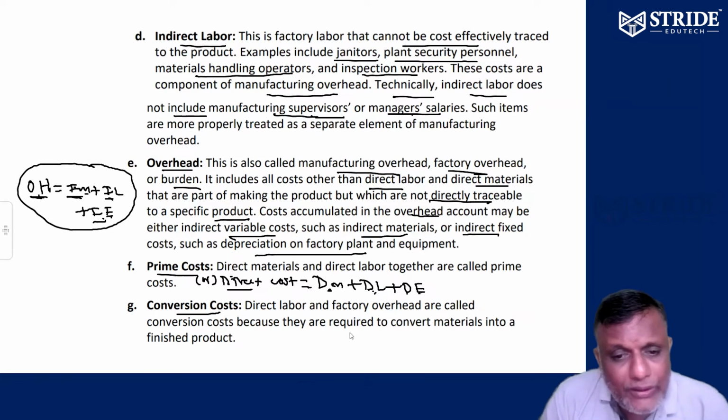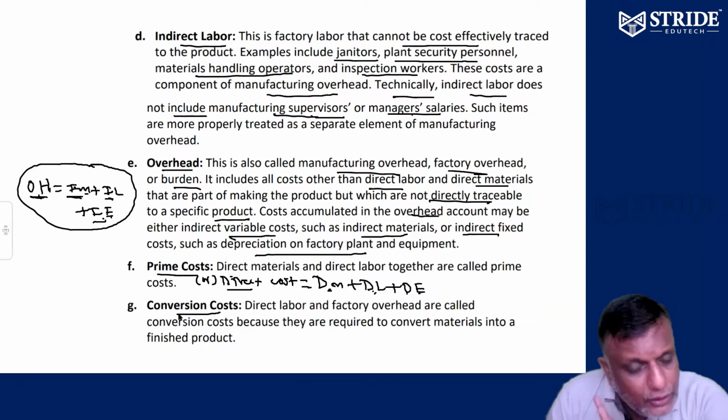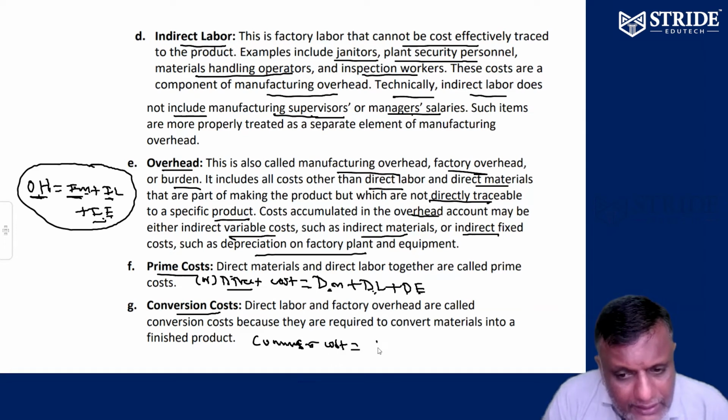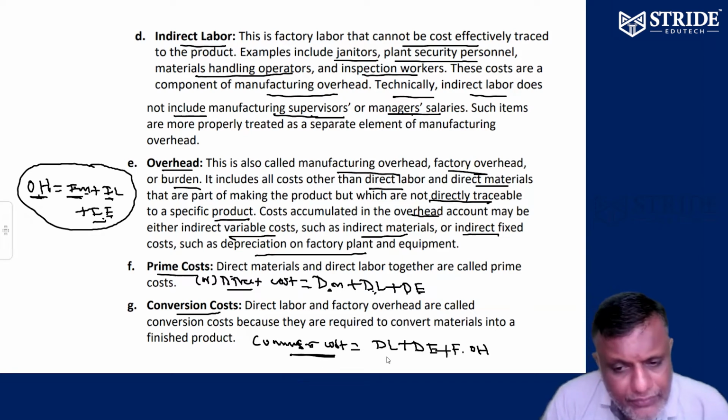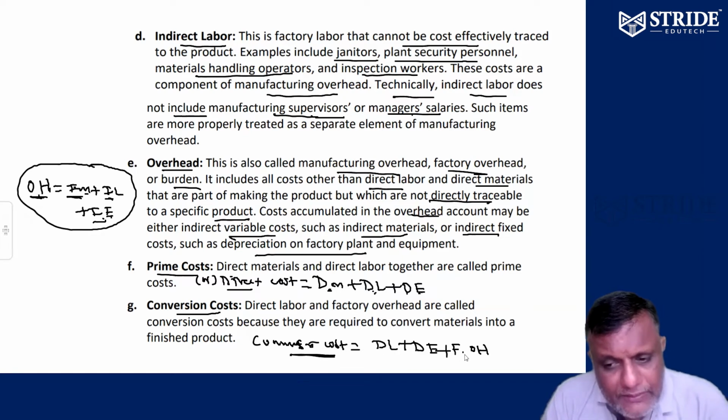What is conversion cost? Conversion cost excludes material. Technically, conversion cost means direct labor plus direct expenses plus factory related overheads. That's it. No material cost is involved in conversion cost. Please memorize: no material cost is involved in conversion cost. Conversion cost means direct labor, direct expense, and the factory overheads.